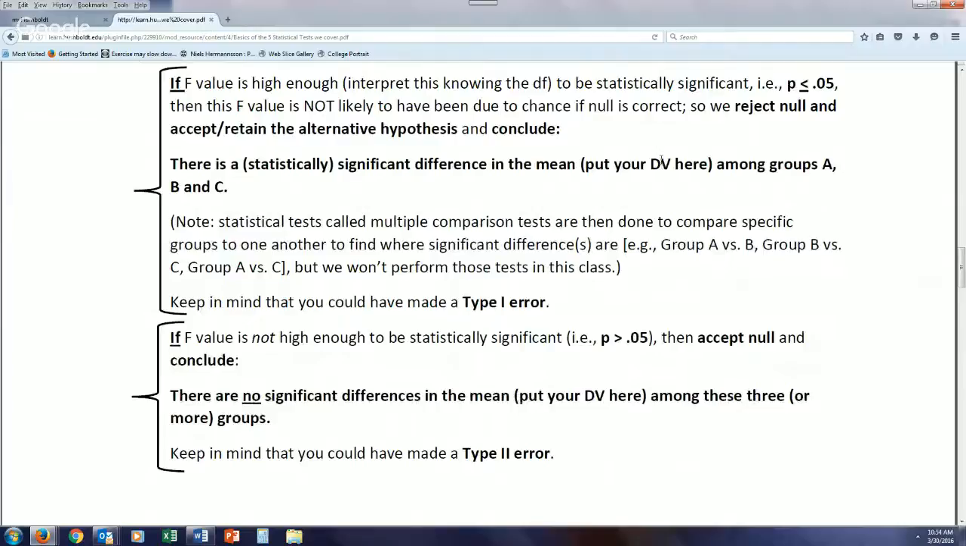But the problem is we don't know where that significant difference lies. In the case of an analysis of variance or an ANOVA test, you do multiple comparison tests after the fact to see if the group differences between A and B are what made the F significant. Were the group differences between B and C what drove the significance? Or were the differences between groups A and C what made this a significant F value? So you guys get it. I'm hoping that you get it.